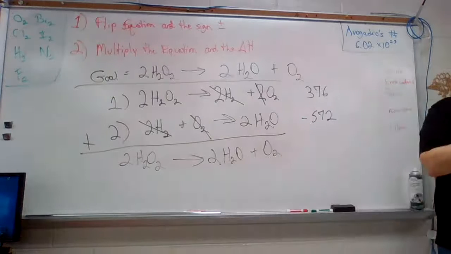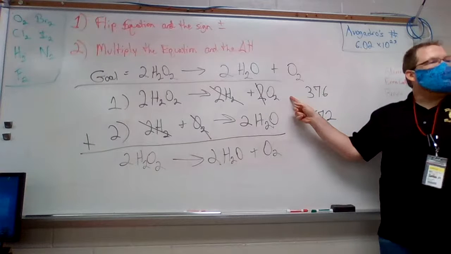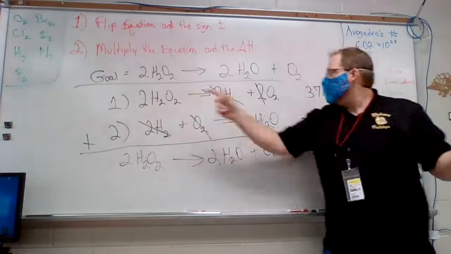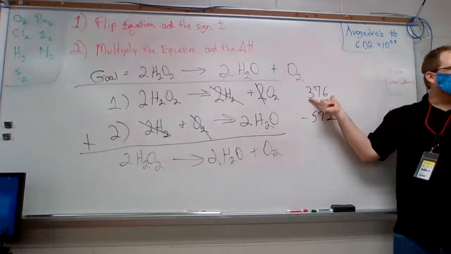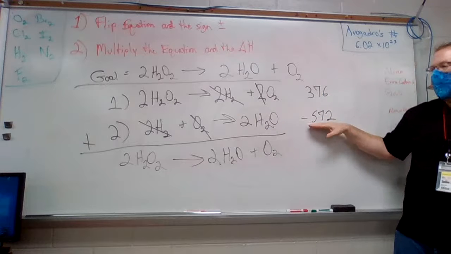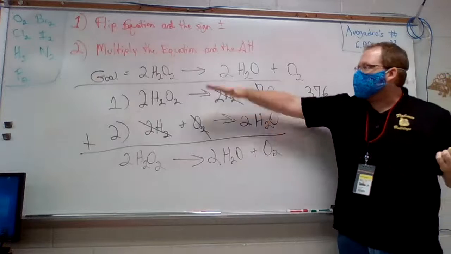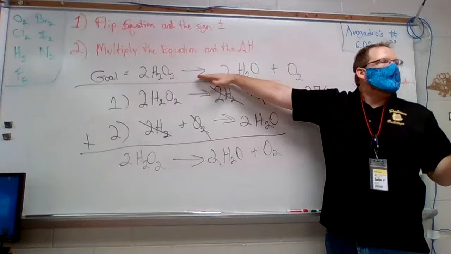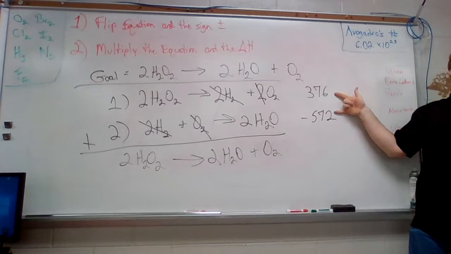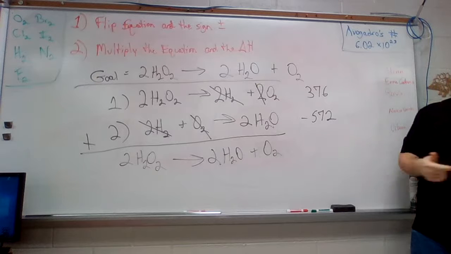So now, what did I do? I flipped this from left to right, and I changed the sign, and I doubled it, which doubled my number, right? I didn't do anything to this second equation, so that number stays the same. And then I added them together, and it got me the formula that I want. So all I need to do now is add these 2 numbers together, and it's going to get me the answer that I want for this bottom formula.